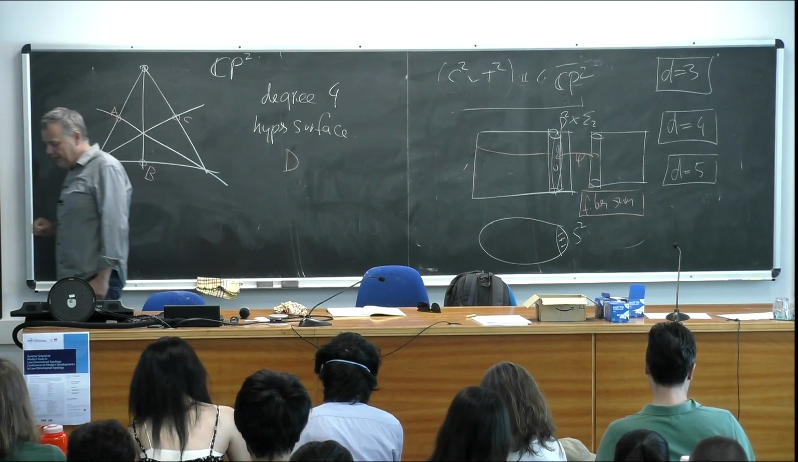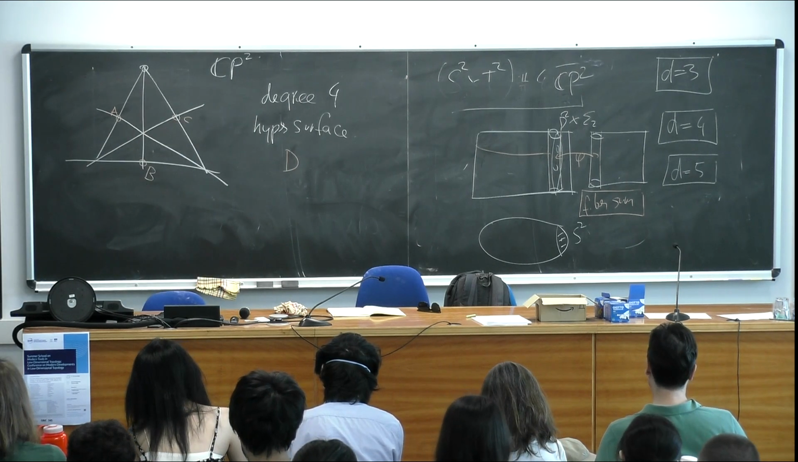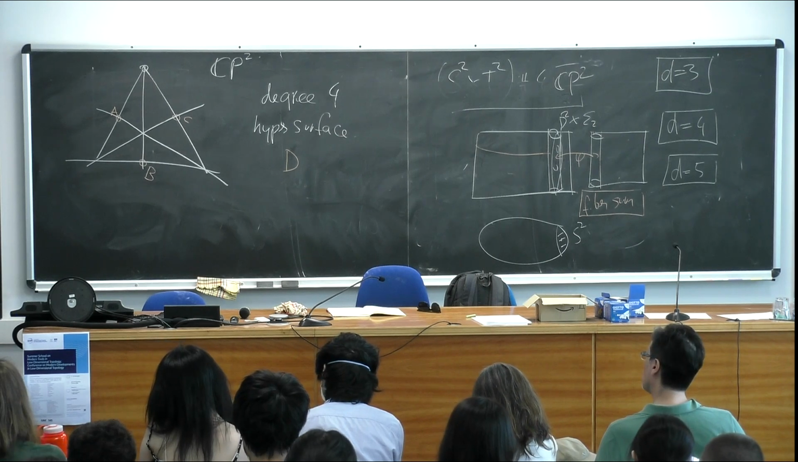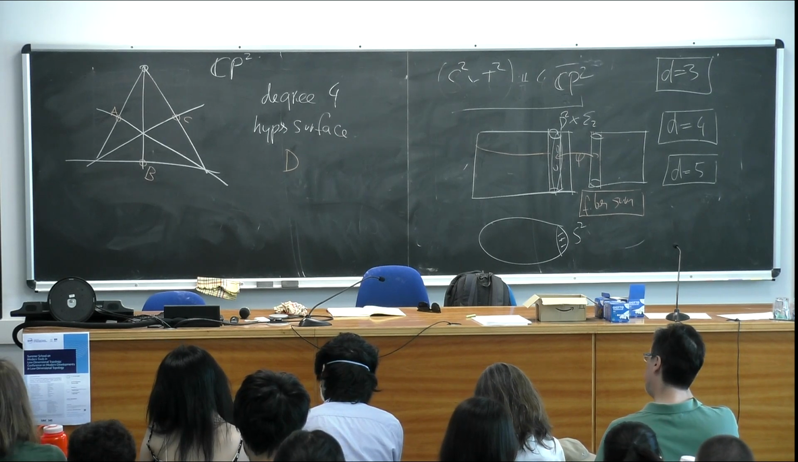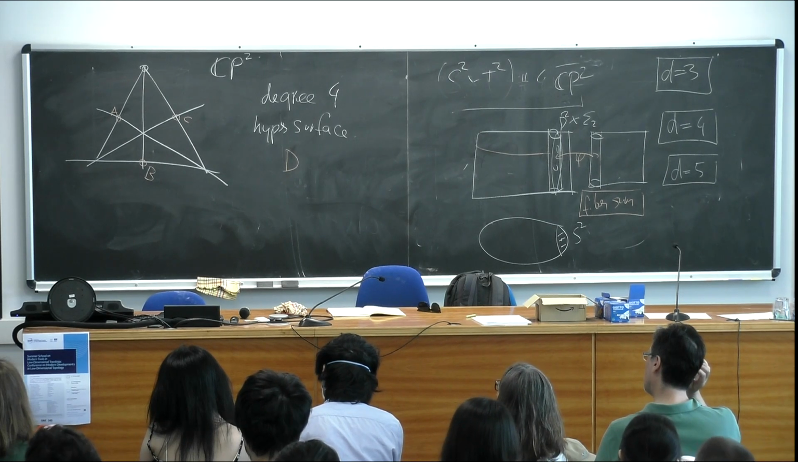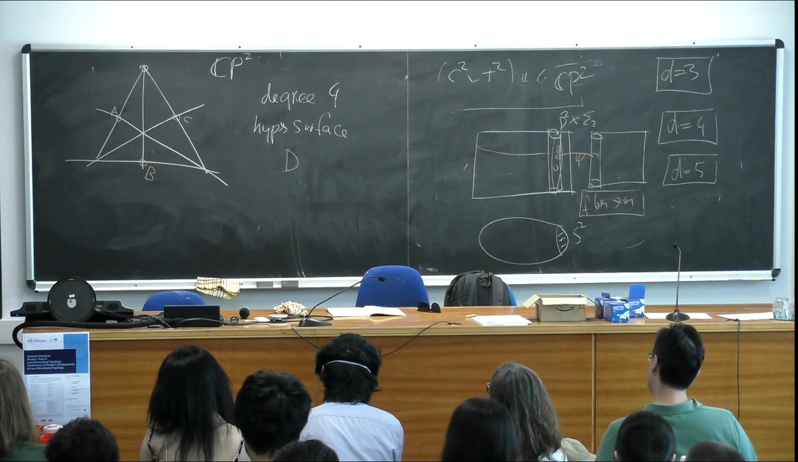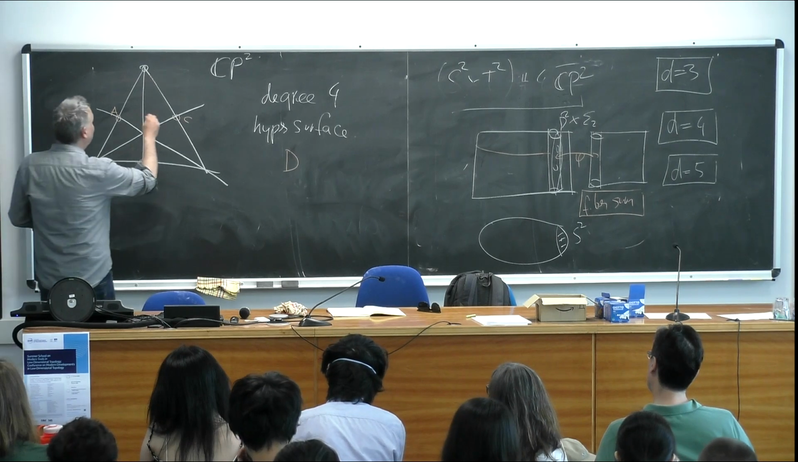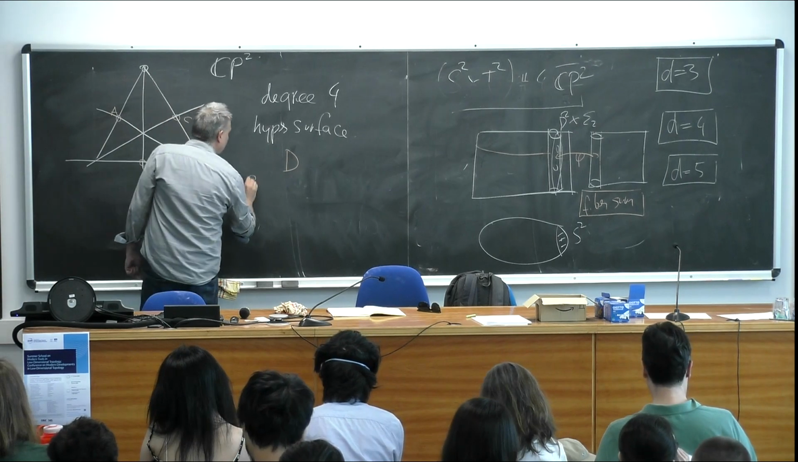So if I had something that's smooth, that will be one thing, but he wants a very sort of singular object, a singular object that goes through all the 7 points.